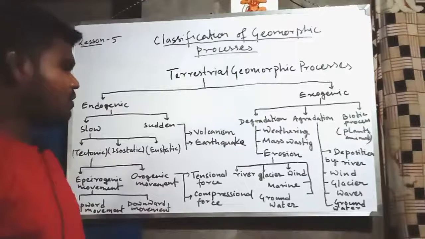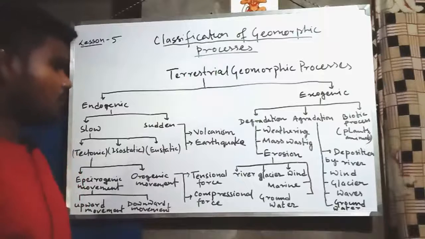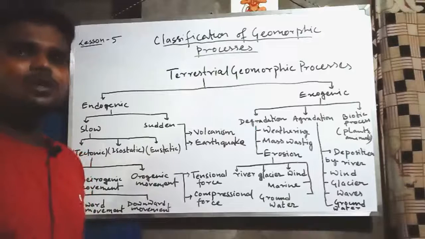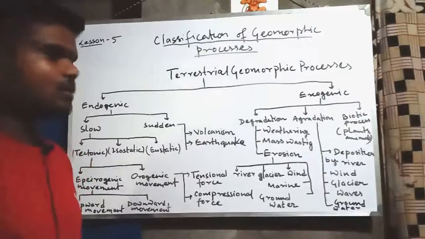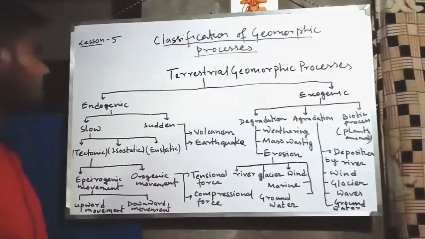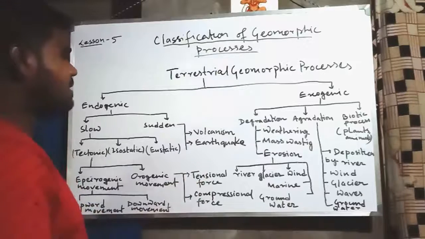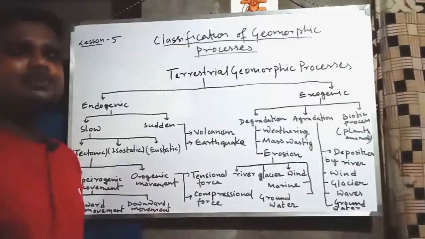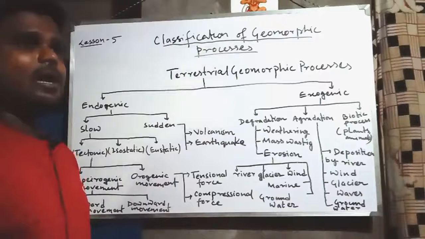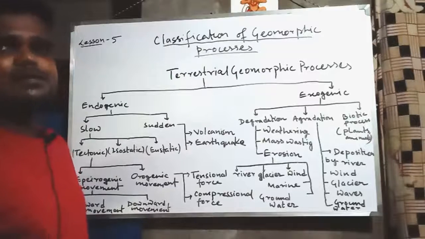The tensional force leads to the formation of different types of faults, cracks and fractures, and the compressional force leads to the formation of different folded structures. Cordillera-like situations are also created, and volcanic arcs are also created due to compressional force. Now let us know about the sudden movement. Sudden movement is further divided into two types, that is volcanism and earthquake. Volcanism takes place suddenly, and earthquake also takes place suddenly. It doesn't take a lot of time; it suddenly occurs and it vanishes suddenly.